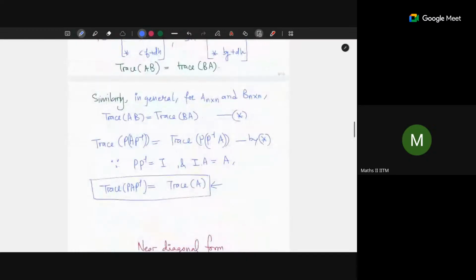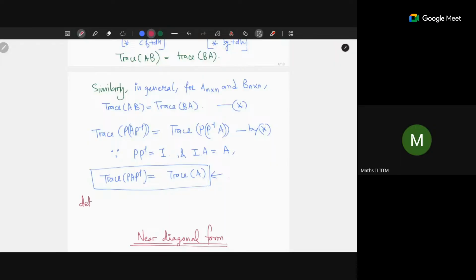We already know that the determinant distributes over the product. So determinant of P A P inverse is equal to determinant of P times determinant of A times determinant of P inverse. Now these are three real numbers, so you can club them: determinant of P times determinant of P inverse times determinant of A. This product is equal to 1, because determinant of P inverse is nothing but 1 over determinant of P. So it cancels out and you get determinant of A.